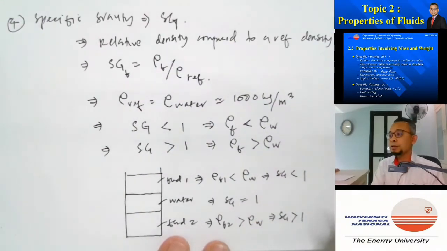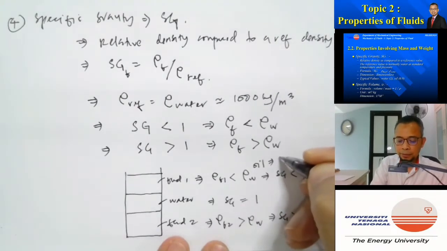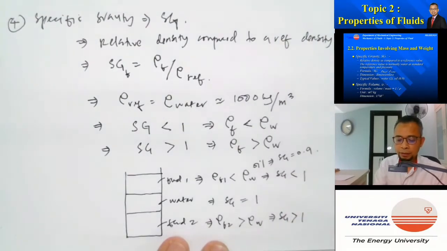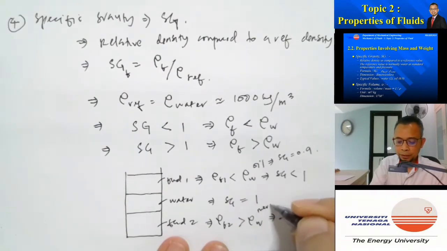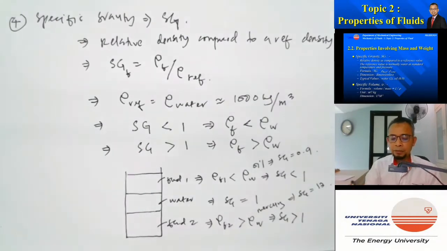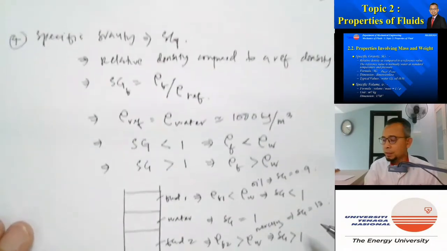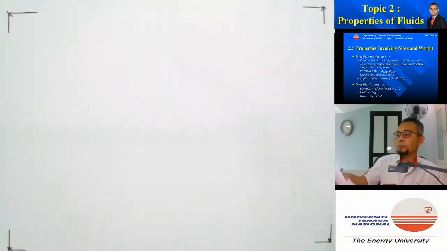For example, if you take a typical value for oil, Sg is equal to 0.9, and for mercury, Sg is equal to 13. So if you know Sg, then you can calculate the density. Let's say Sg is 0.9, so the density is 0.9 multiplied by 1000, which is 900. And if Sg is equal to 13, the density is 13 multiplied by 1000, which is 13,000, right? Okay.